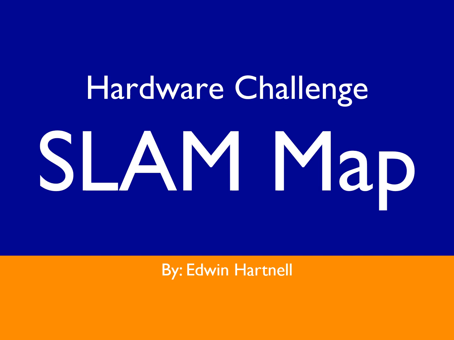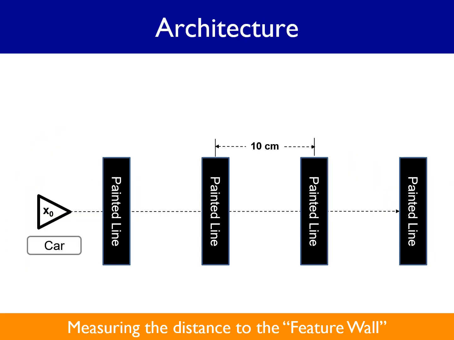I'd like to share with you a hardware challenge that I call SLAM Map. This is the basic architecture. We have a robotic car driving down a track, crossing a series of painted lines or just tape across the track. The painted lines are exactly 10 centimeters apart.